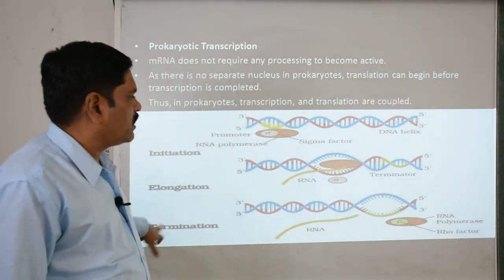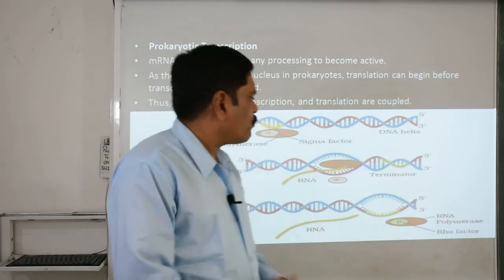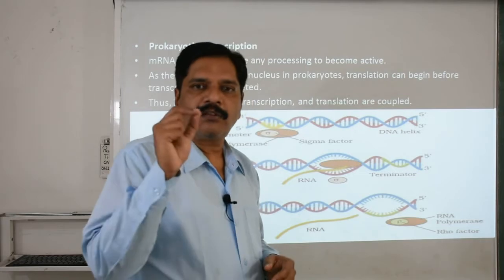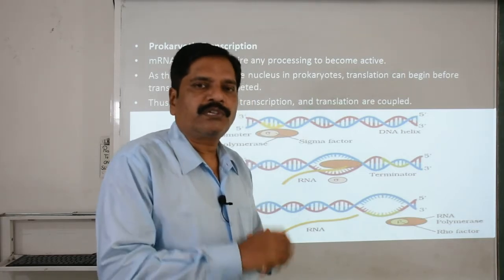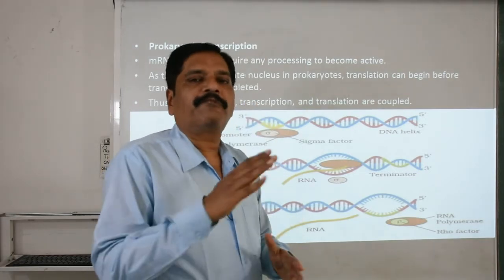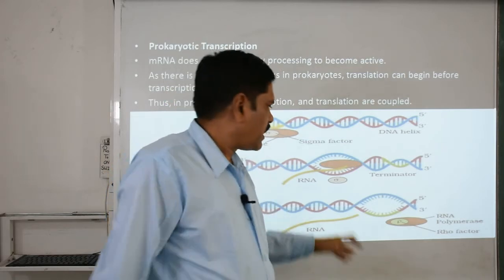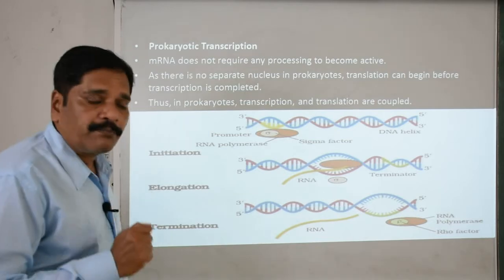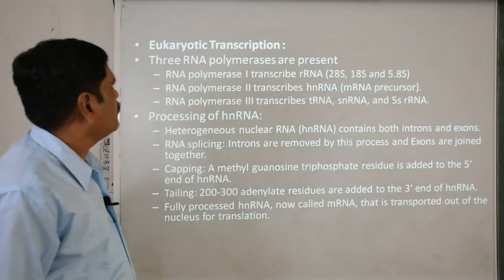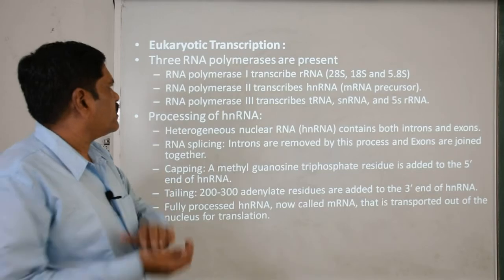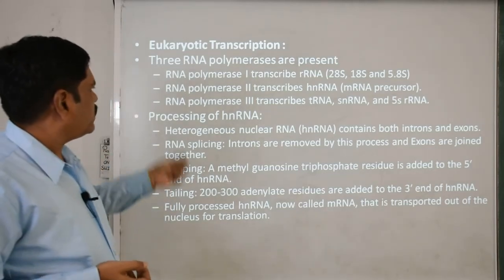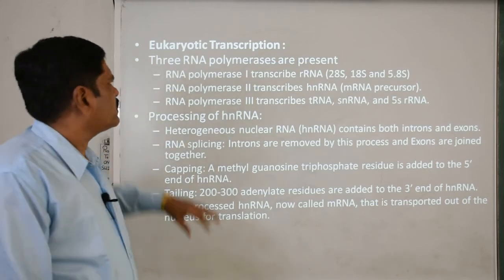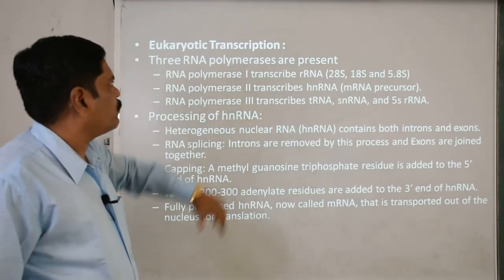Finally the termination. Here you can see that this is the Rho factor. This Rho factor is responsible to identify the codes on the DNA, which are responsible to stop the further coding of this DNA segment, and this RNA gets separated. Because this RNA polymerase enzyme will stop its working. Now when we are talking about the eukaryotic transcription, then in this basic stage, 3 RNA polymerases are present there, RNA polymerase 1, 2 and 3.